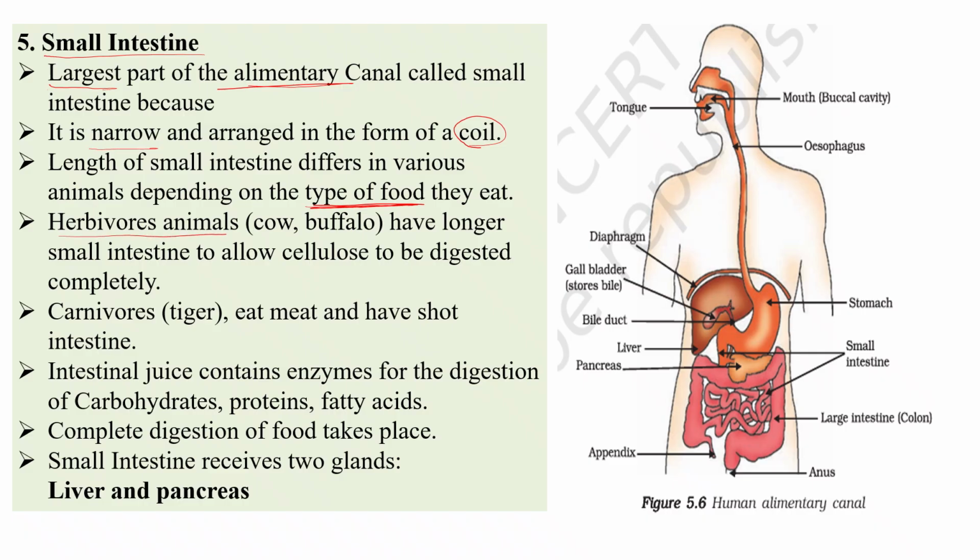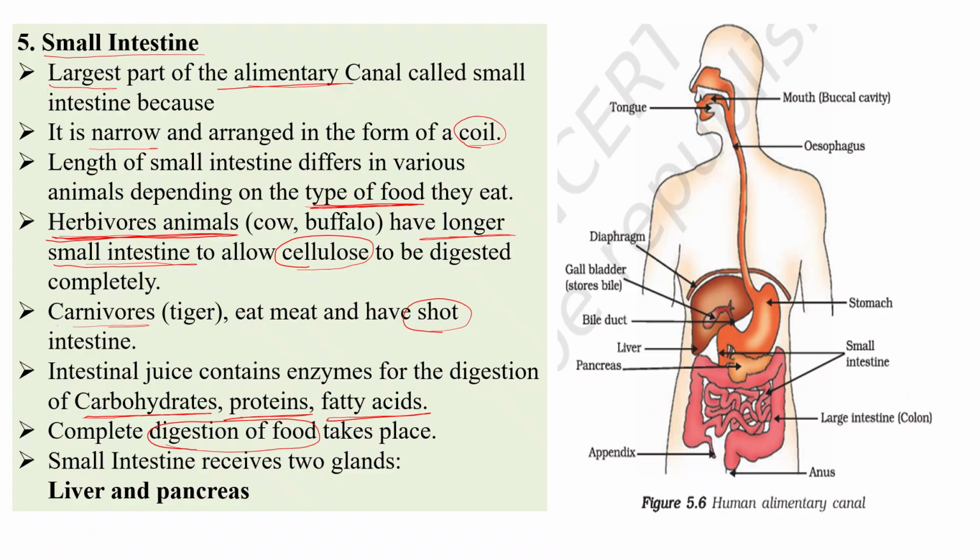If the animal is herbivorous, that is, it feeds only on plants, it has a longer intestine because the digestion of cellulose takes time. If the animal is a carnivore, it has a short intestine. Now the intestinal juice contains enzymes for the digestion of carbohydrates, proteins and fatty acids. So we can say that complete digestion of food takes place in the small intestine.